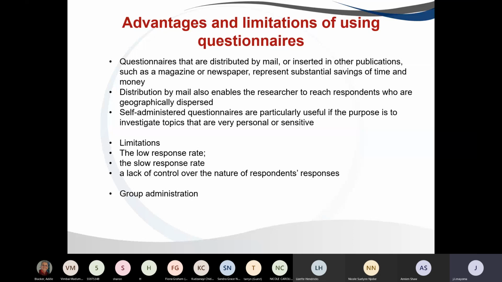And then we are introduced to the concept of group administration, which is when you get a group of people in one space, and then you administer the questionnaire, or you give them the questionnaire. The advantage of this is you'll get a high response rate because everyone is in the room. So yeah, that speaks for itself. People can't really escape if they're in that room and they are given this thing.